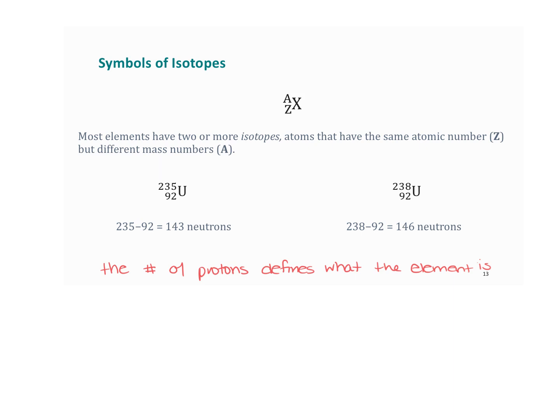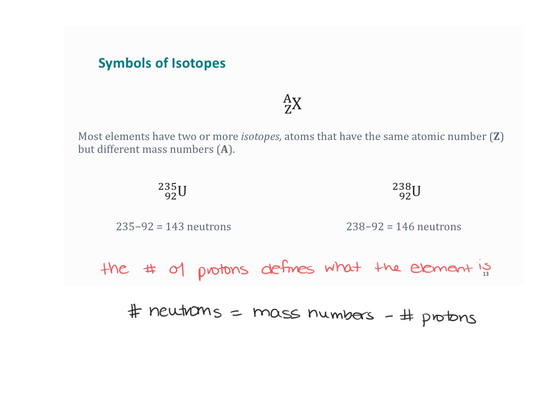But one of the things that we're going to see here is that this atom of uranium and this atom of uranium have different numbers of neutrons. Now we can figure out the number of neutrons by taking the mass number, which is the number of neutrons and protons, and subtracting the number of protons, or the atomic number. And so when we do this, we see that uranium-235 has 143 neutrons, and then uranium-238 has 146 neutrons.